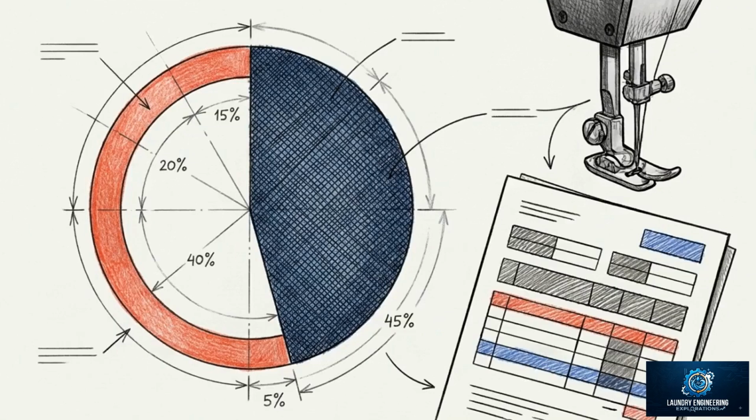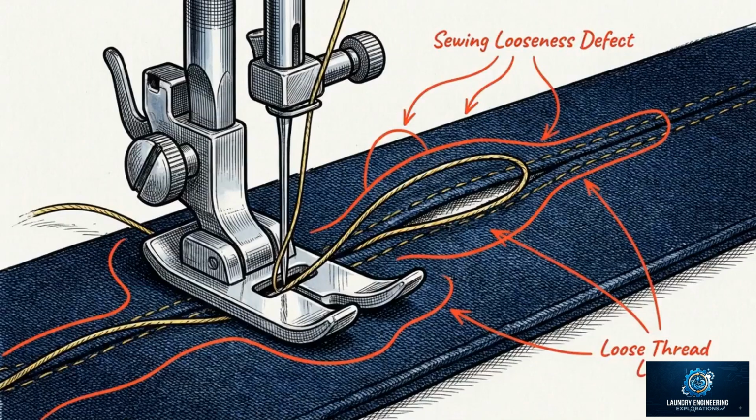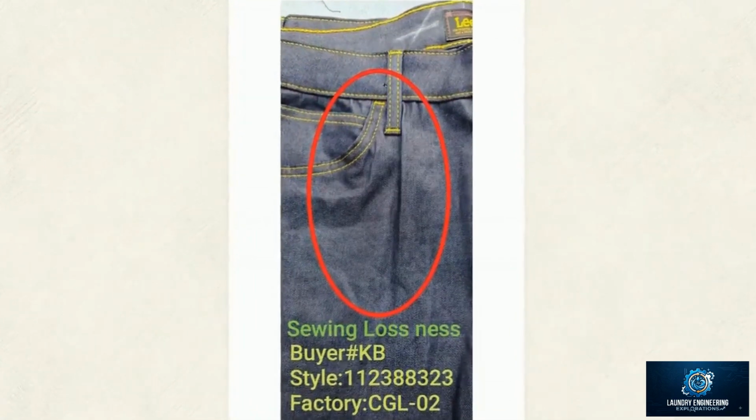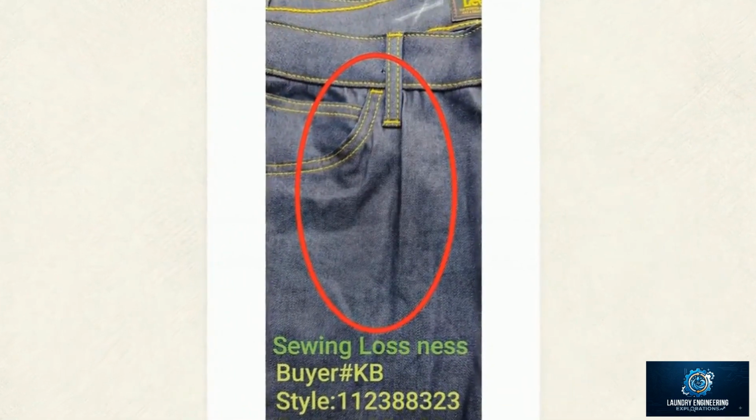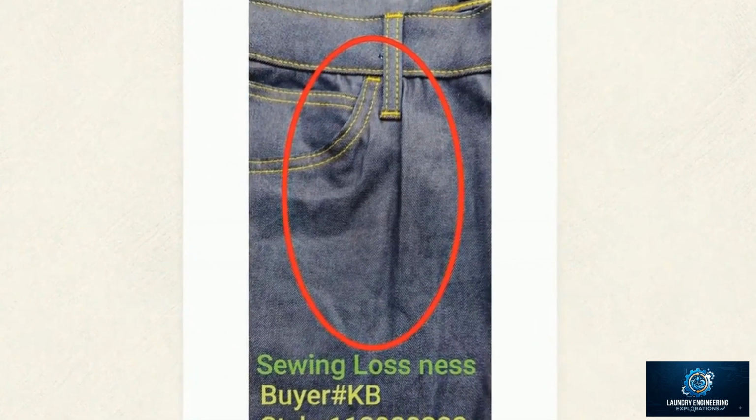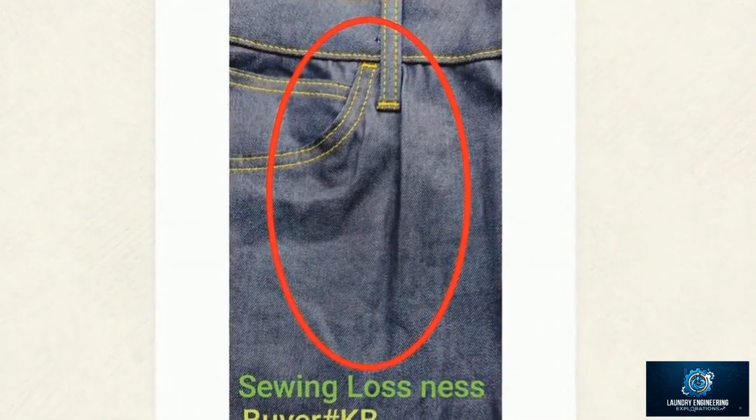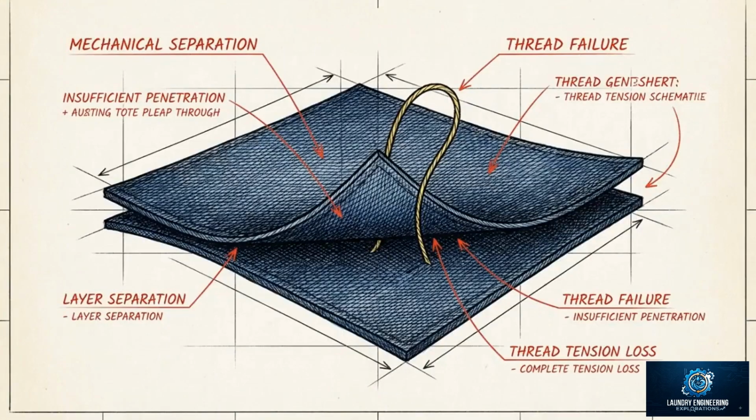The highest frequency error in this audit accounts for nearly half the total defects. It falls under structural sewing construction, categorized specifically as sewing looseness. Here is how that flaw physically manifests. Notice the slack, detached stitch loops sitting loosely on top of the waistband and front fly seams instead of binding the layers of fabric together.